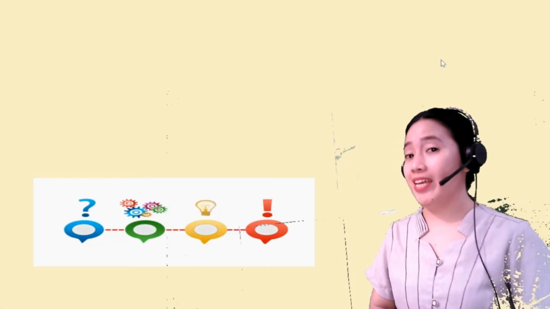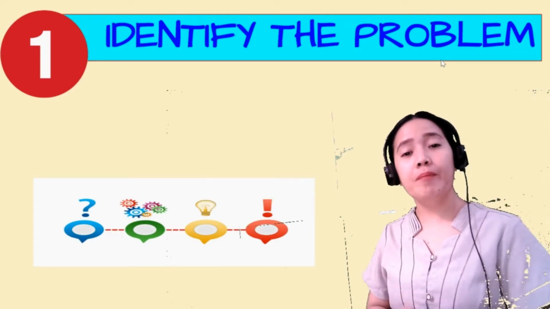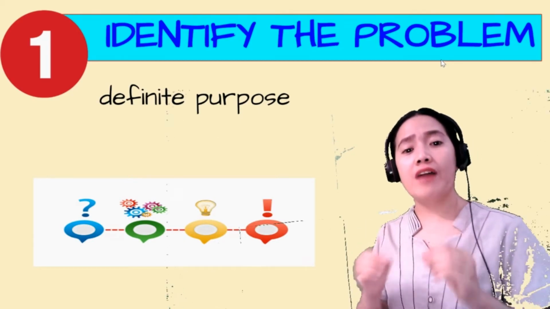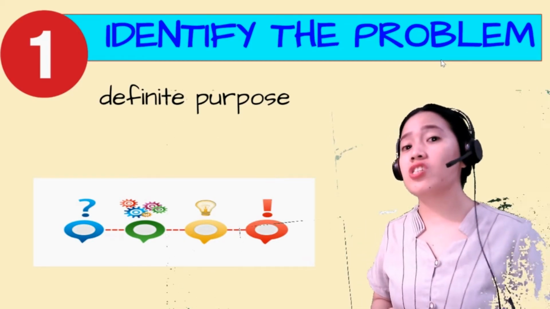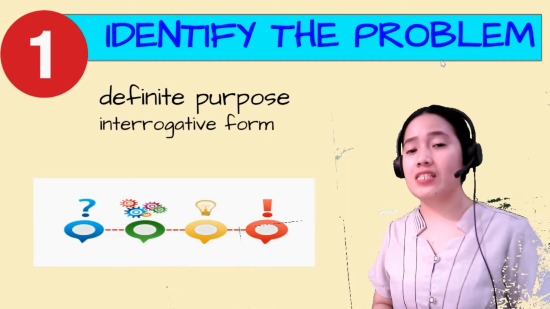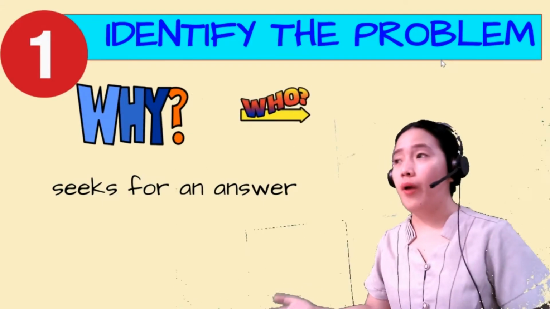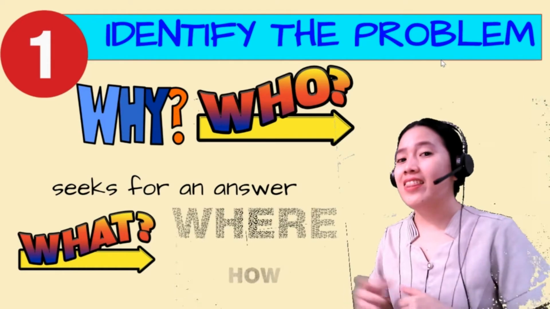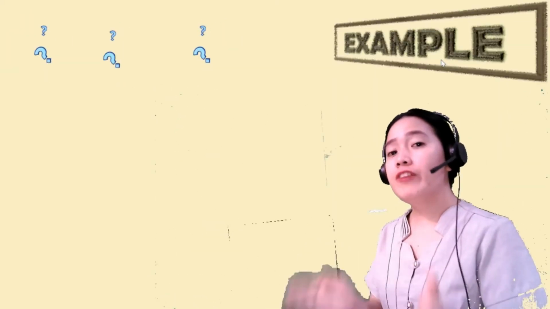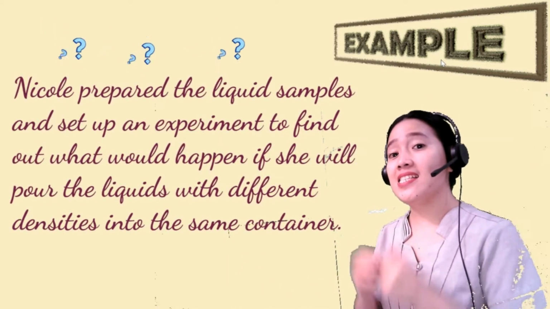So, first step is identify the problem. It is very important to state your problem. Before performing an experiment, you should have a definite purpose why you are going to do such activity. The purpose should be written in an interrogative form and stated as a problem. In a statement, if a sentence starts with why, where, who, when, then that is the question, or that is the problem in a statement. If you read a statement like this, you have to look at the sentence that is in a question form.